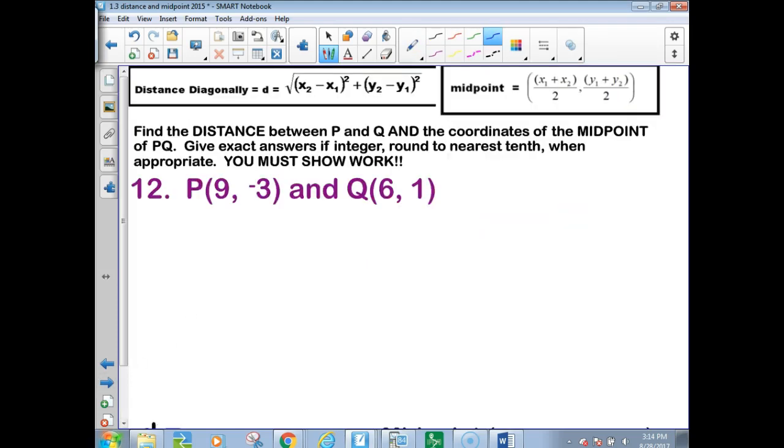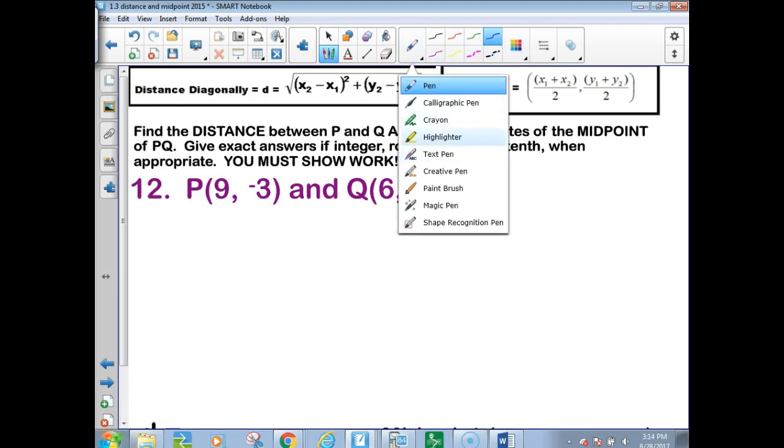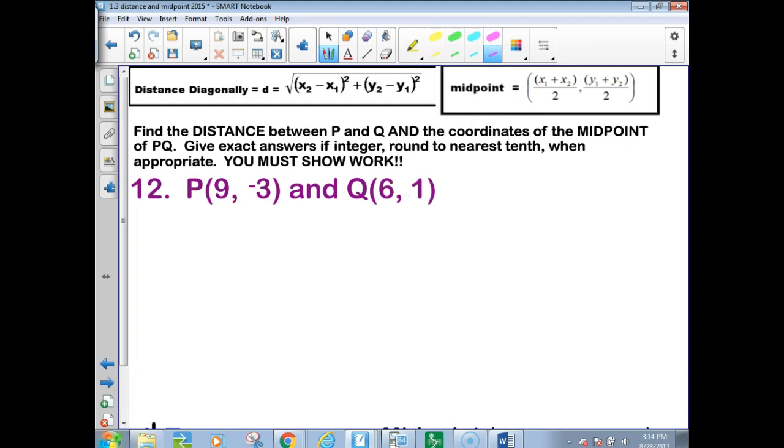Let's do an example. We are going to take these 2 points, and we're going to find the distance between them, and we're going to find the midpoint between them. All right, so this is x1, and this is my x2. Each point has an x component and a y component. The x component always comes first, and the y component comes second. So this is y1, and this is y2.